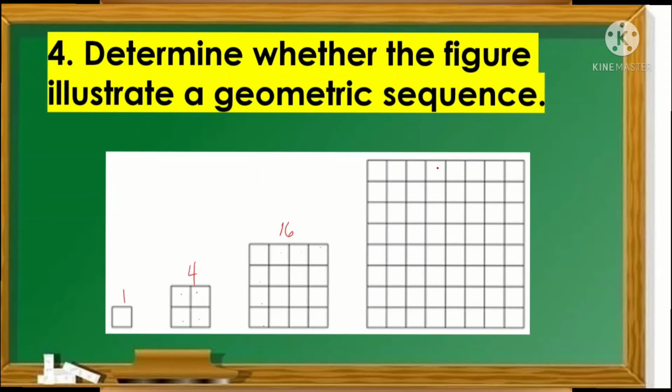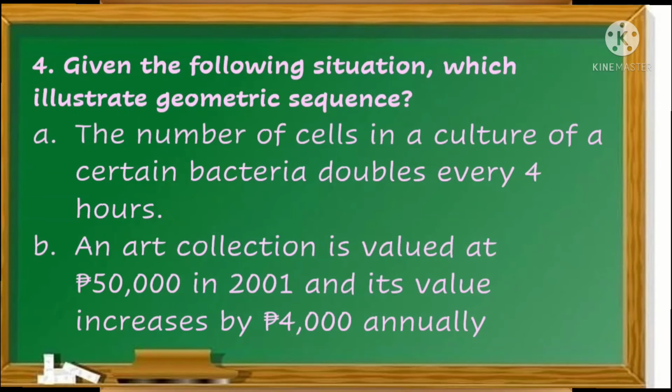Here, 1, 2, 3, 4, 5, 6, 7, 8. 8 times 8, which is 64. So we have the sequence 1, 4, 16, and 64. So 1 times 4 is 4. 4 times 4 is 16. 16 times 4 is 64. So the common ratio is 4. So this is an example of a geometric sequence.